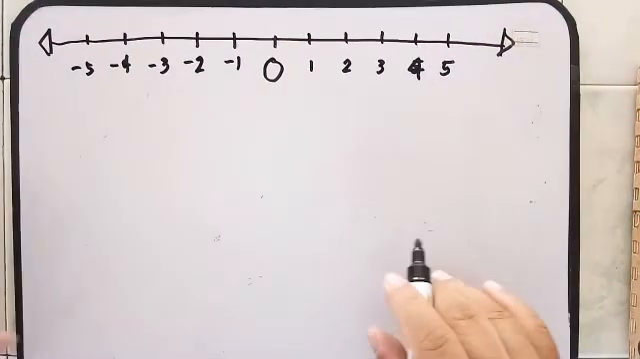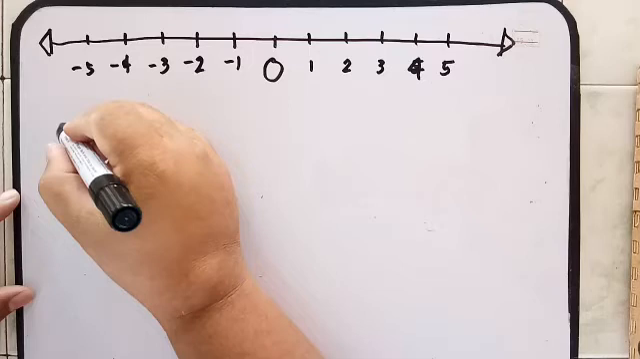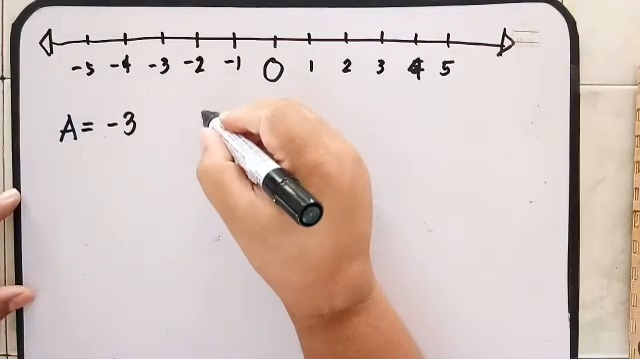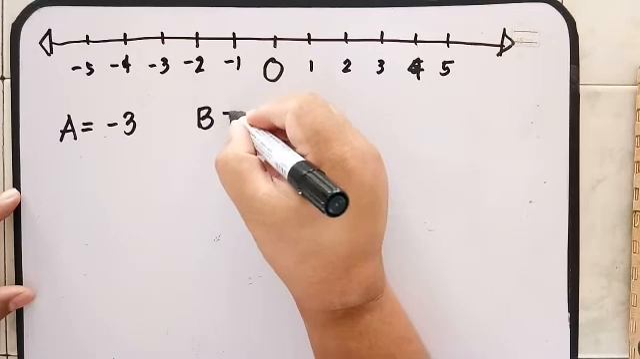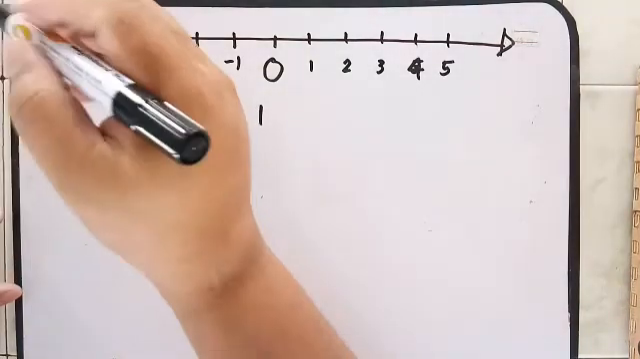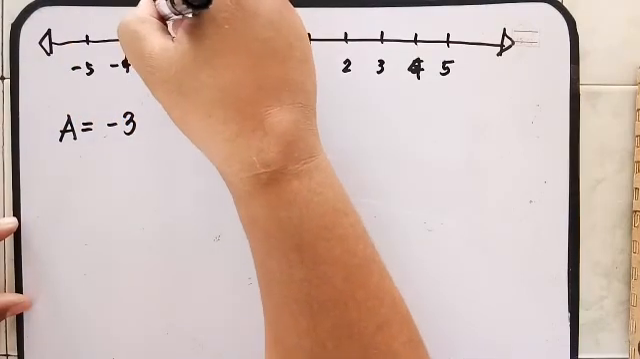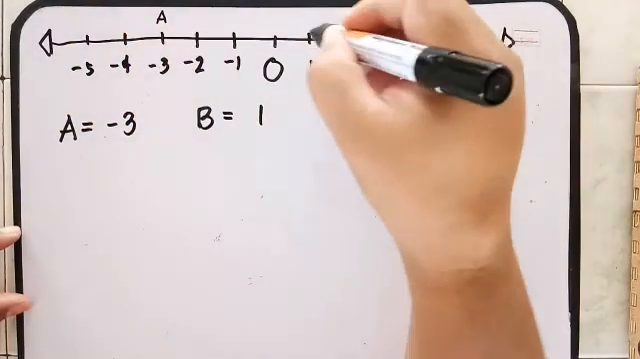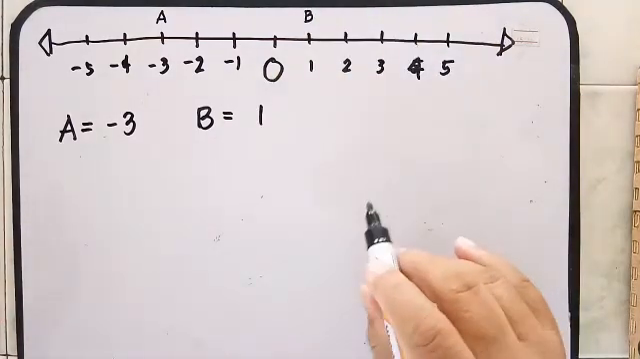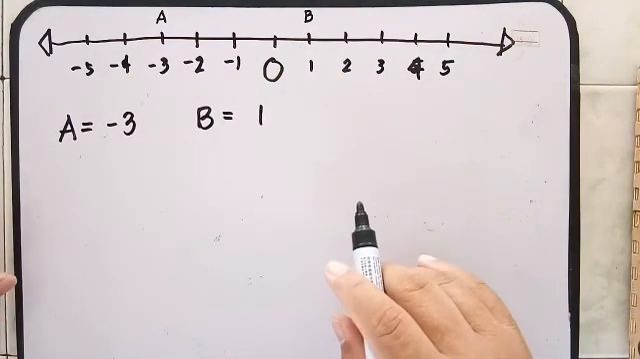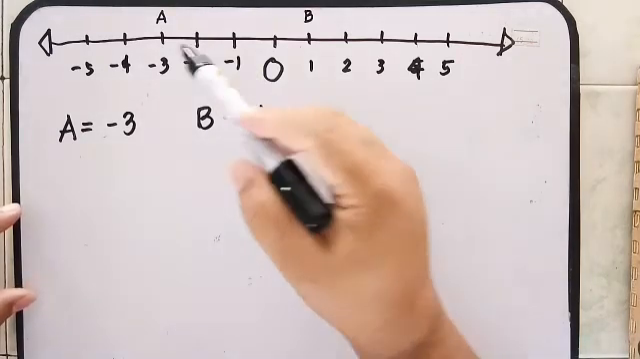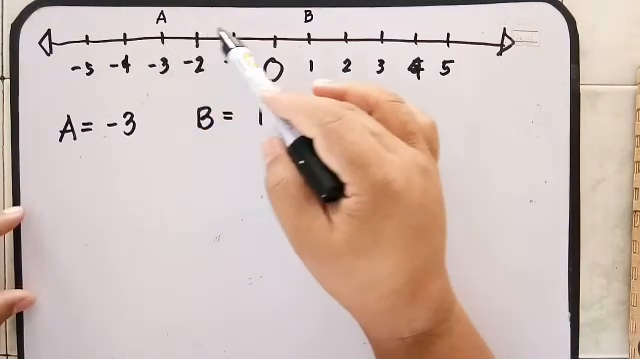Now, let's say I'm telling you, how are you going to find, let's say letter A is negative 3, and B is 1. Okay. So, I'm going to locate my A here in negative 3. This would be your A, and your B would be here, 1. Now, how are you going to find the midpoint of this line? Okay. Titingnan nyo lang yan dito. So, this 3, 1, 2, 3, 4, 5.